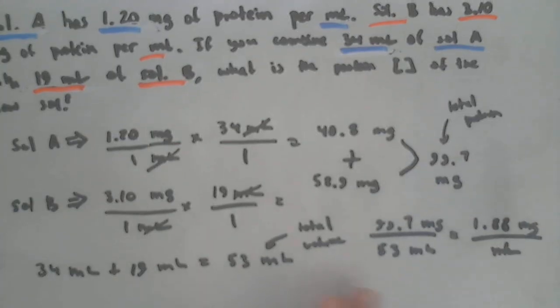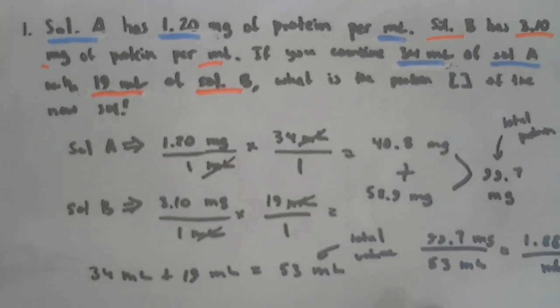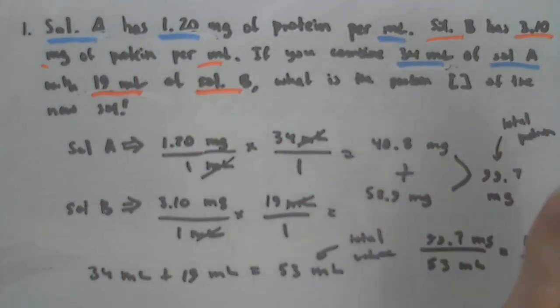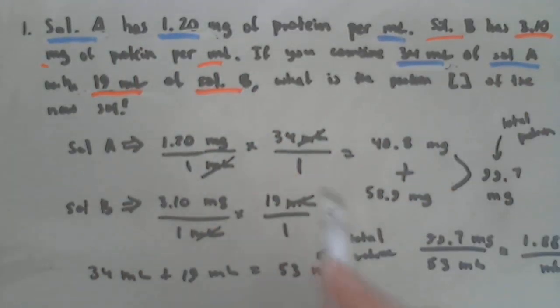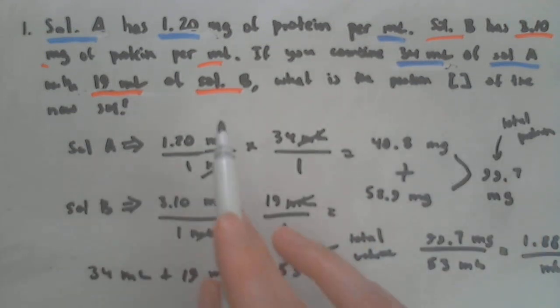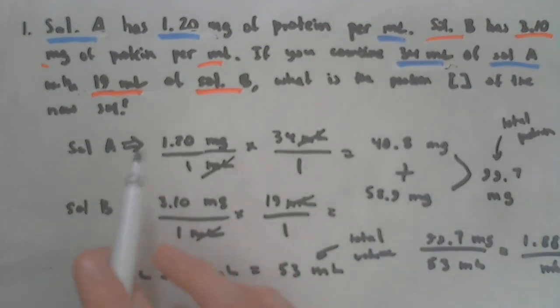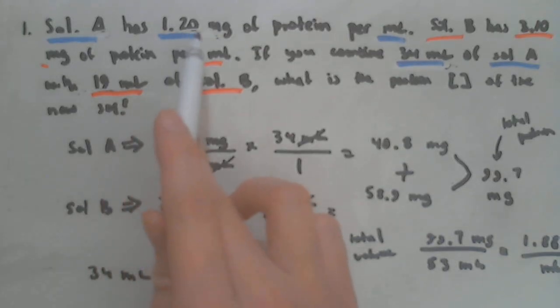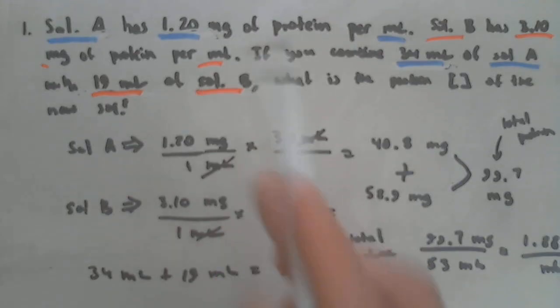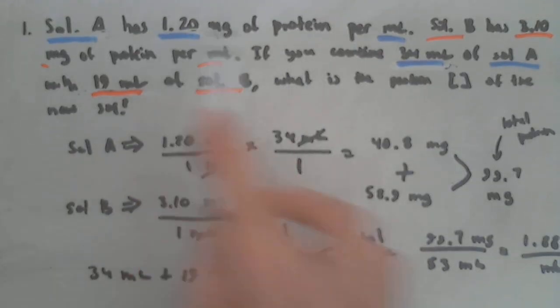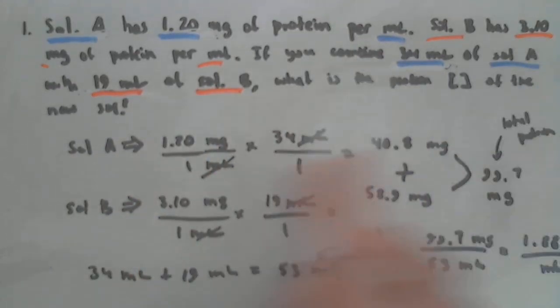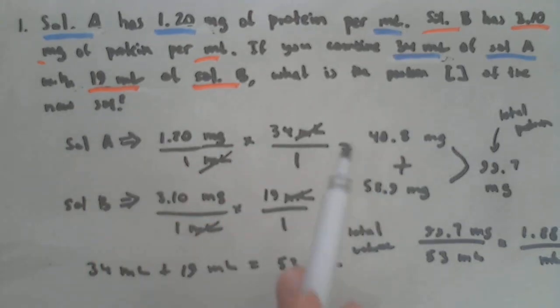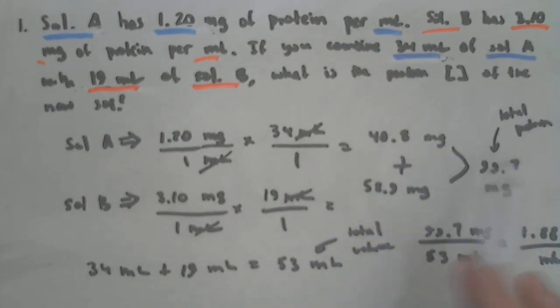Sounds good? So let's walk through the problem one more time. We have two solutions. We're combining both of them, and we're trying to figure out the new protein concentration of the new solution. We're going to calculate how much protein we have in every single solution by multiplying the milligrams per milliliter times how many milliliters we have. So 1.20 times 34, 3.10 times 19. We're going to figure out how much protein we have in total for solution A and for solution B. For that, we need to add them together.